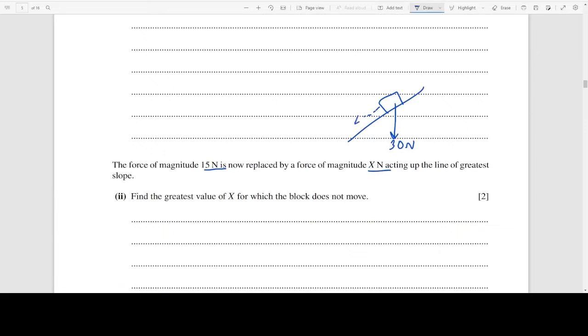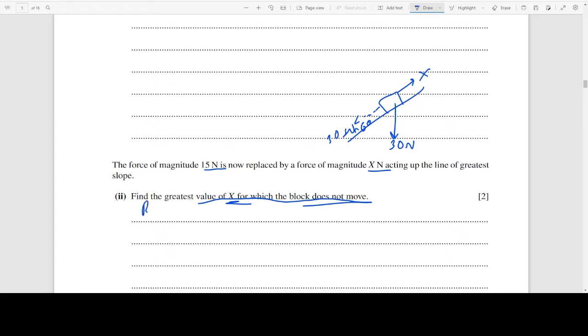So this component would be 30 sine 60, and there's this force x over here. Find the greatest value of x for which the block does not move. So for x to have the greatest value, there are two possible cases: one where the block moves downward, and one where the block moves upward.